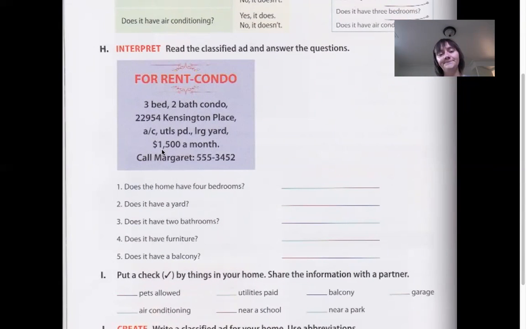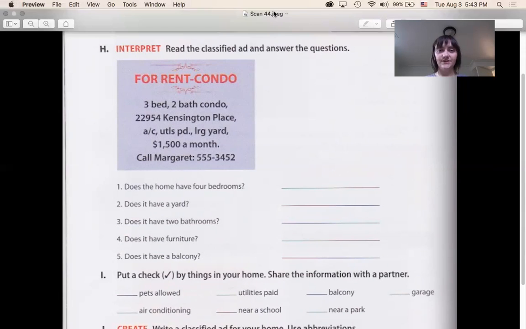And then we have the rent, right? 1,500 a month. And then it says, call Margaret at this phone number, and it has a phone number, right? Okay, so now let's answer some questions. Let's look at this and answer some questions.